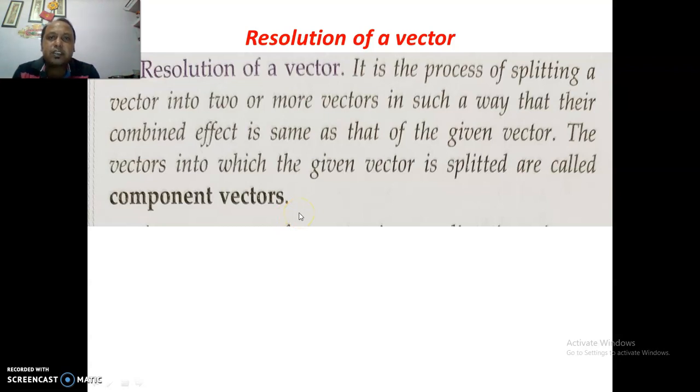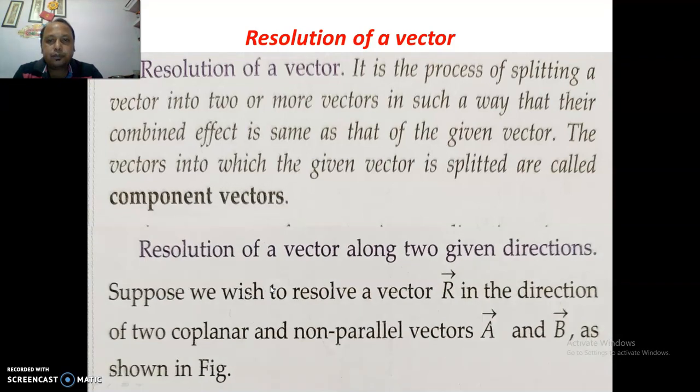Suppose a vector is given to you and you split the vector into two or three vectors such that the combined effect of all these vectors is exactly the same as the vector which we have split. So the split vectors, the vectors which when combined give the effect of a single vector, are known as component vectors. Let us see some examples so that it becomes clear to you.